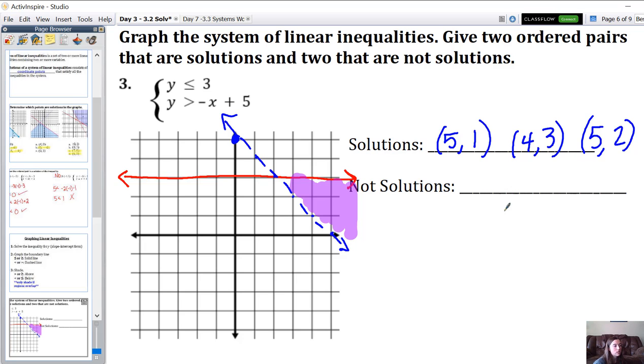Examples that are not solutions. (0, 3) is not a solution. It may be on the solid line, but it's not touching that shaded region. (0, 0) is not a solution. It's not even in the shaded region or touching a solid line at all. (3, 2), not a solution. It's on our dashed line, but it's not on a solid line, and it's not in our shaded region, so that one doesn't count.